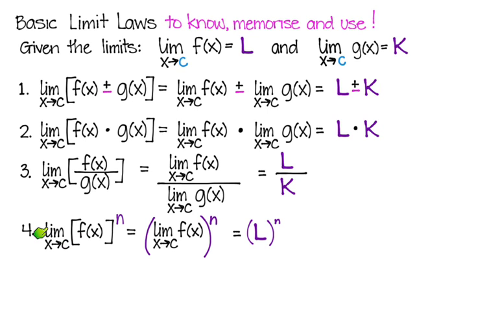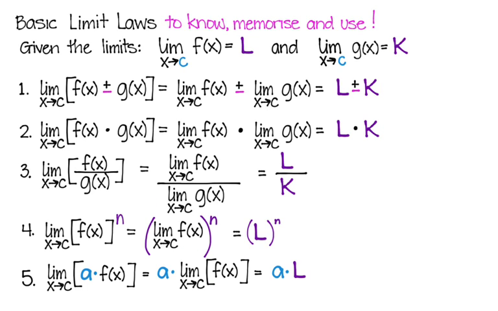This one here is I have a limit of a function raised to a power. So if I had the entire function raised to some exponent, we can instead just evaluate the limit of the function and then take that value and raise it to the exponent. So we end up with L to the n. Because this is no different than saying the limit of x squared is the same thing as the limit of x and then squared.